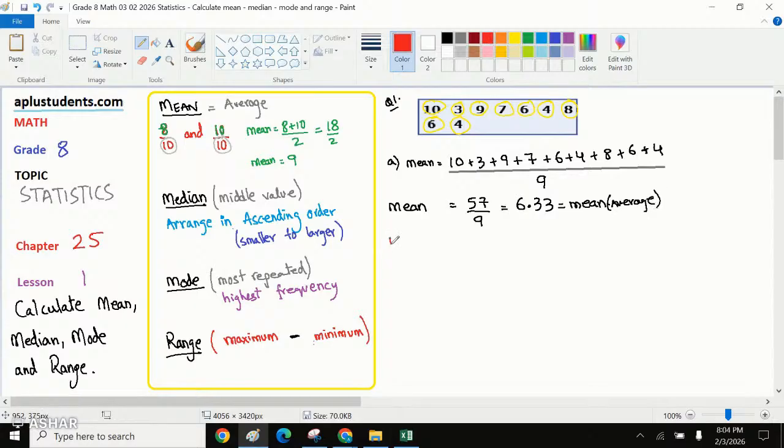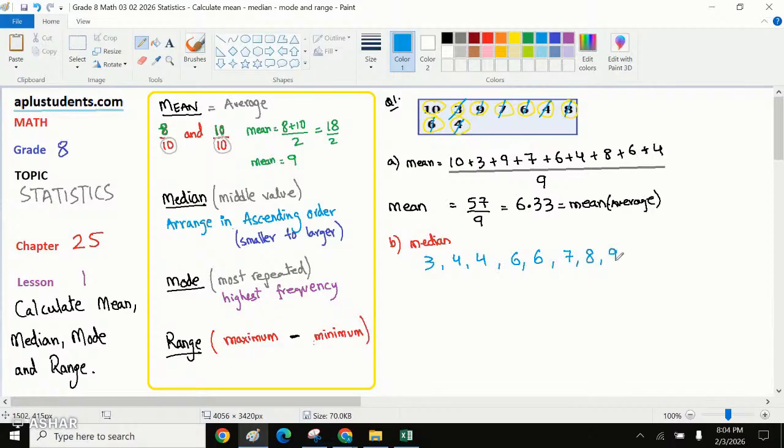Let's move ahead to the next part. They're asking us the median. In case of median, I told you we arrange in ascending order, right? So once we are arranging in ascending order, can we say 3 is the smallest? We write 3. Then we have 4 and 4. Then we have 6. Then we have another 6, right? Then we have a 7. Then we have an 8.